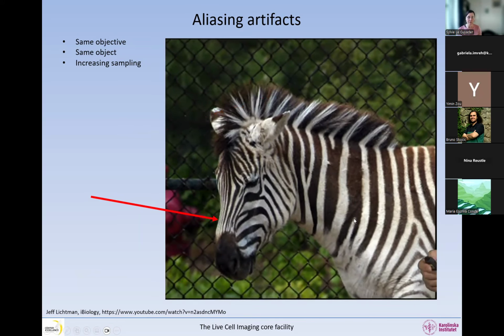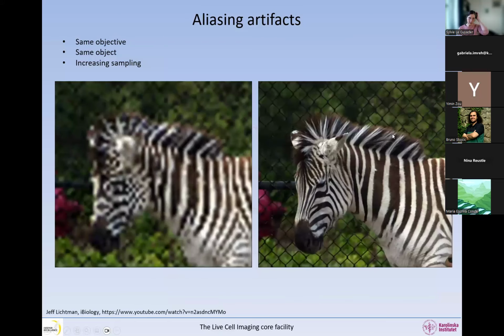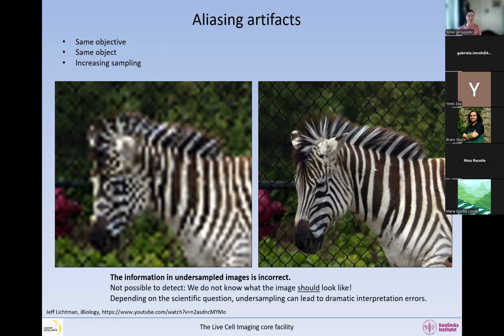So we sample even better, and now we can still see a tiny bit. So only the finest details now get artifacts. And if we sample even better, now even these small artifacts disappear, and now the poor zebra has no frizzy hair anymore. So if we compare one of the worst ones with the real one, you can see the difference. There are lots of artifacts created in the image. The same thing exactly happens in our images when we undersample.